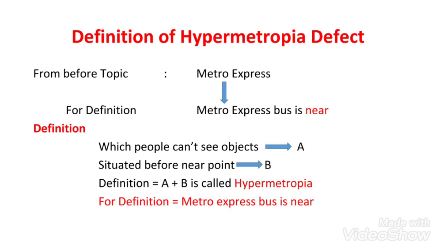If you add both A plus B, you will get the definition. Which people cannot see objects situated before near point is called hypermetropia.